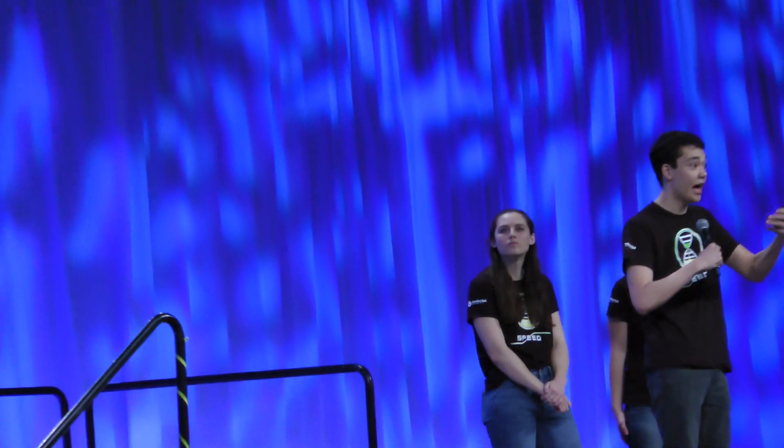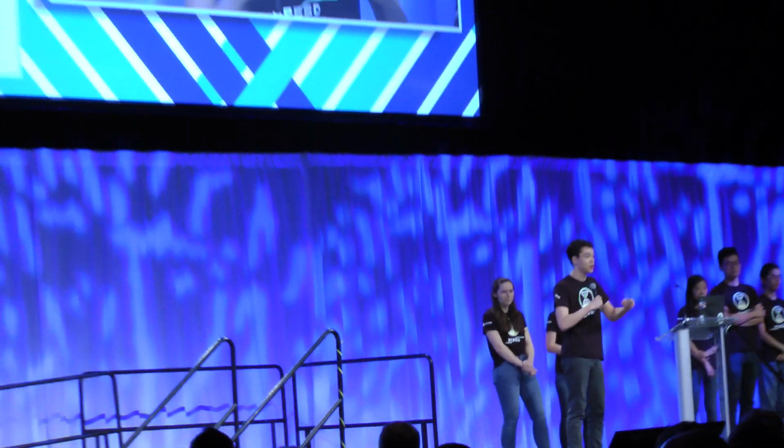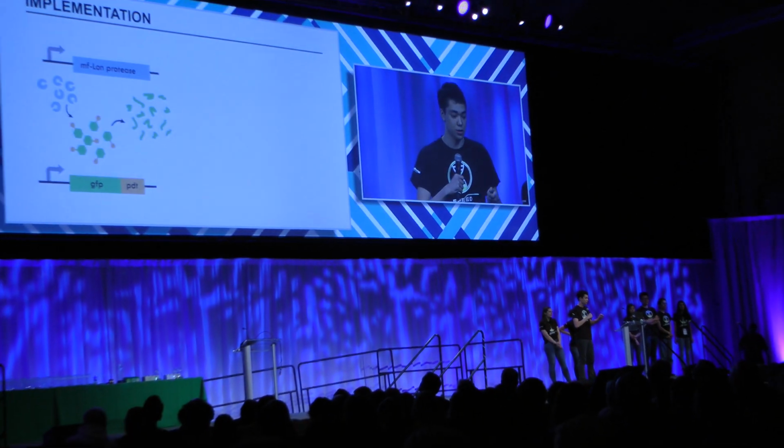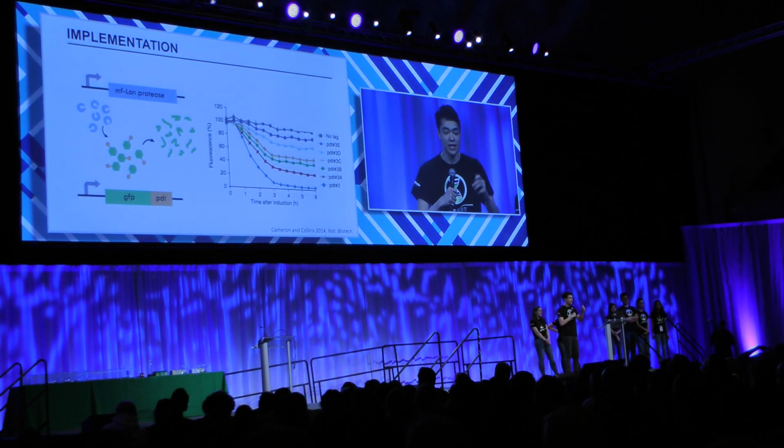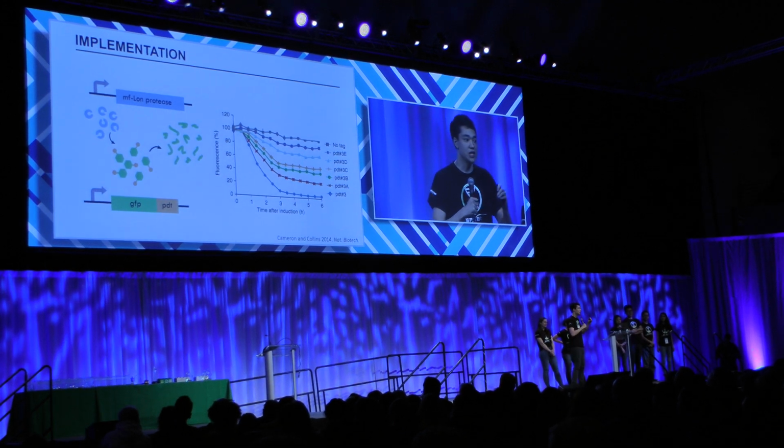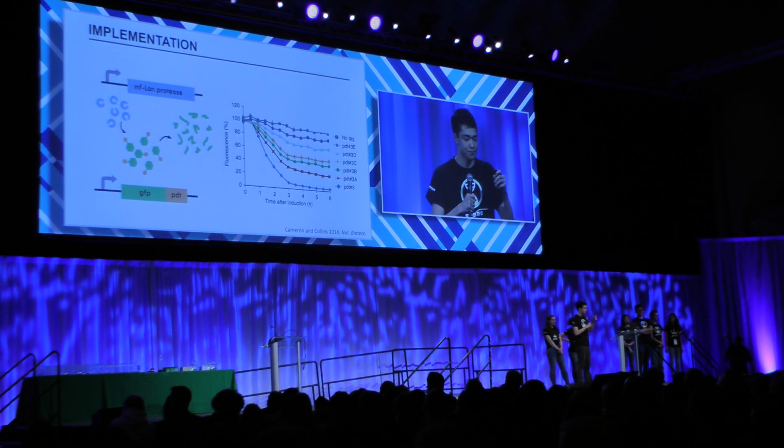So how are we going to do that? The system we chose to use was developed by Collins and Cameron in 2014 and is called the Mf-Lon protease system. It consists of an Mf-Lon protease and associated PDTs, which are short amino acid sequences which tag or target a given protein for degradation by the Mf-Lon protease. And each of these tags has a distinct protease affinity and thus a distinct degradation rate.